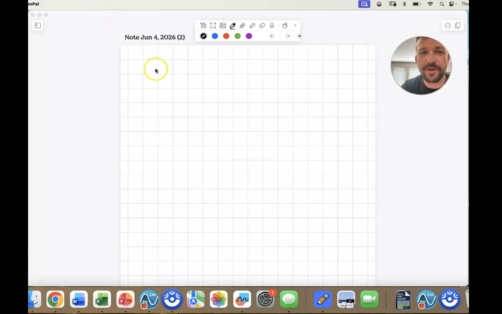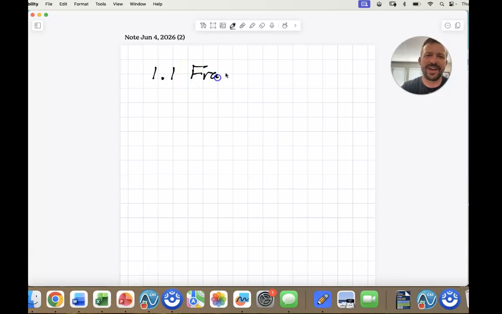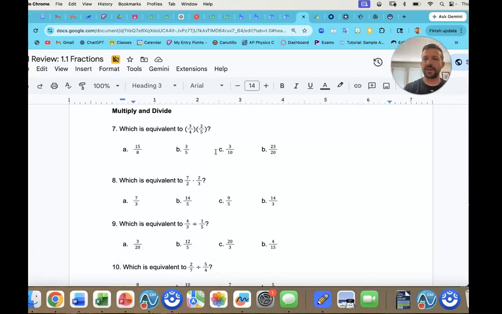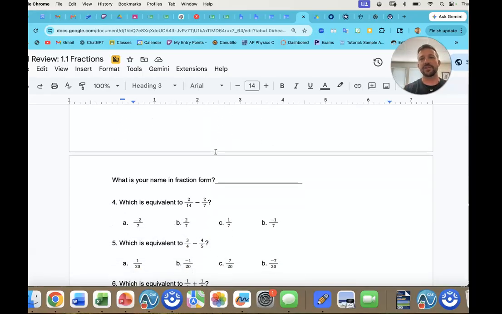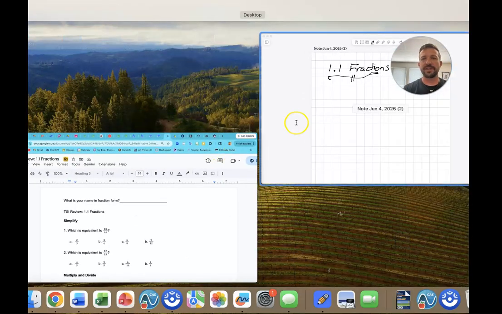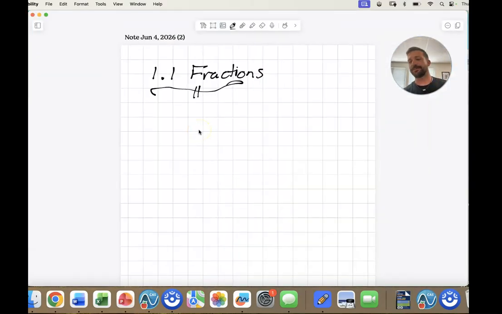Okay, the reason why I put fractions as the number one thing on the TSI review is because a lot of the problems will stem from being able to deal with fractions, especially in the algebraic reasoning one. They typically won't ask these very simple fraction problems, I don't think. But it's going to set the foundation, okay? So let's go through it. I'll try to go through kind of fast here. Hopefully it all makes sense.